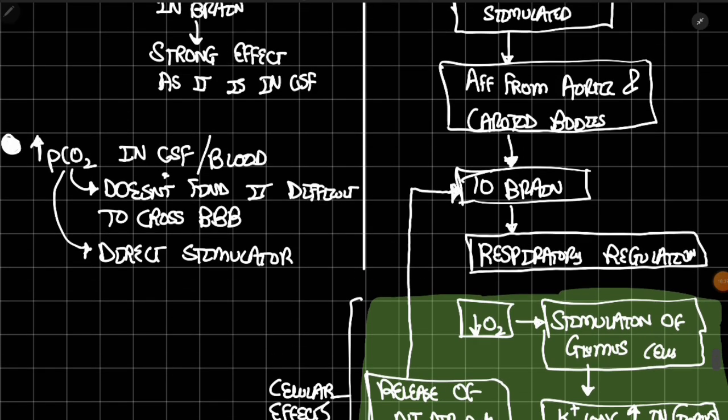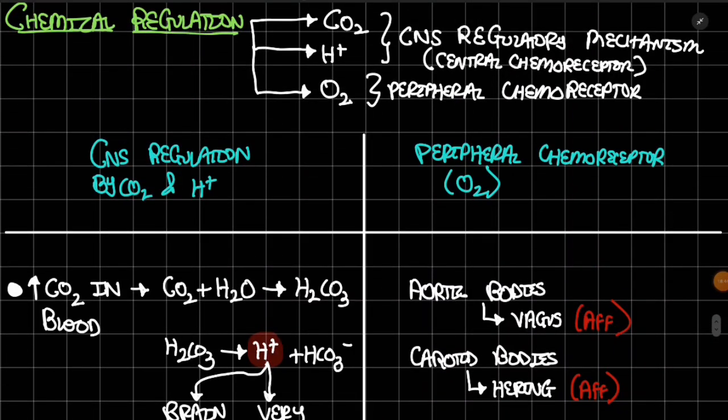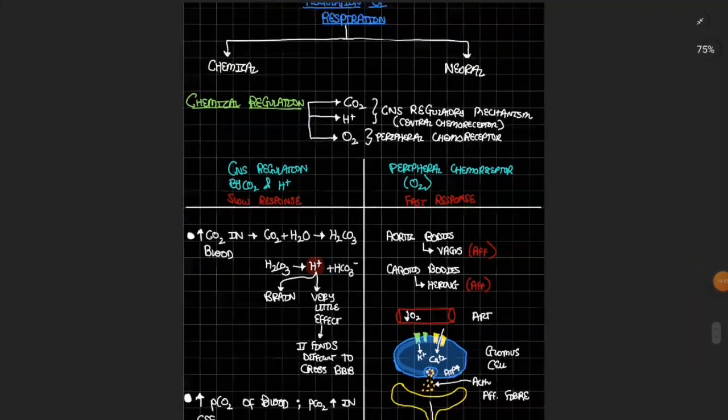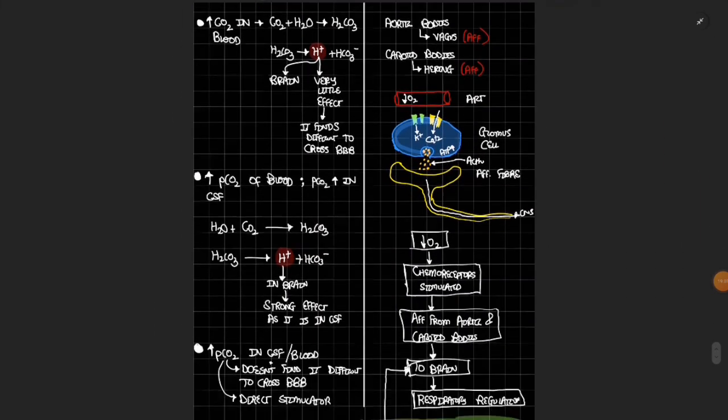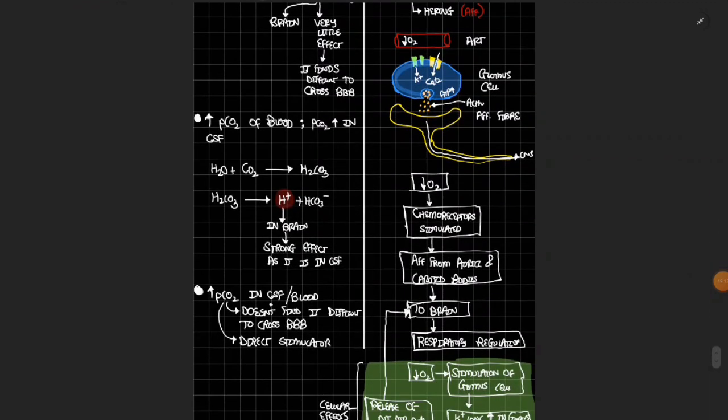So one more point I would like to add, I will write it here in the heading itself. This CNS regulation is a slow response, while the peripheral chemoreceptor, the O2, is the fast response. Okay, so this was all about the chemical regulation part. Basically this table and the flow chart will help you.